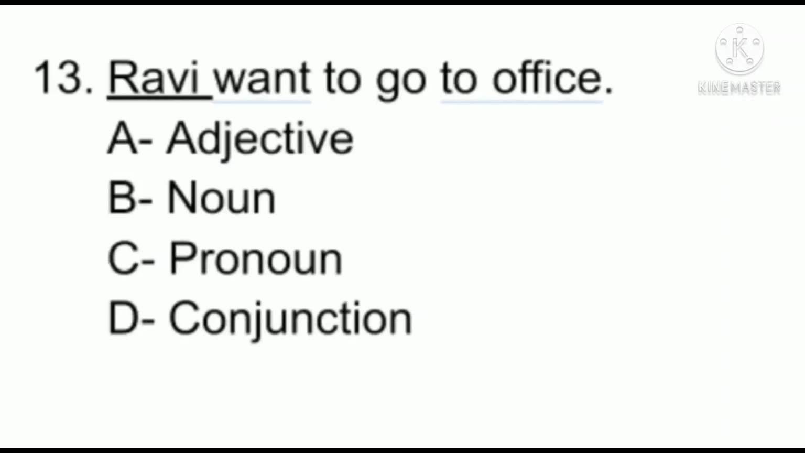Okay, now next question is Ravi wants to go to office. Here the underlined word is Ravi and the options are A. Adjective, B. Noun, C. Pronoun, and D. Conjunction. I am giving you 10 seconds of time to complete this.